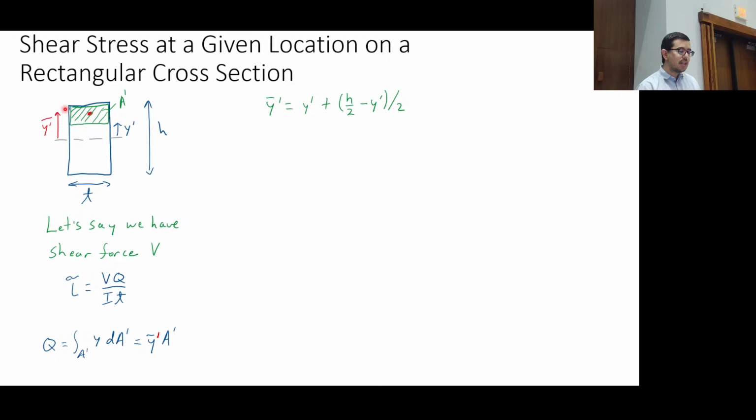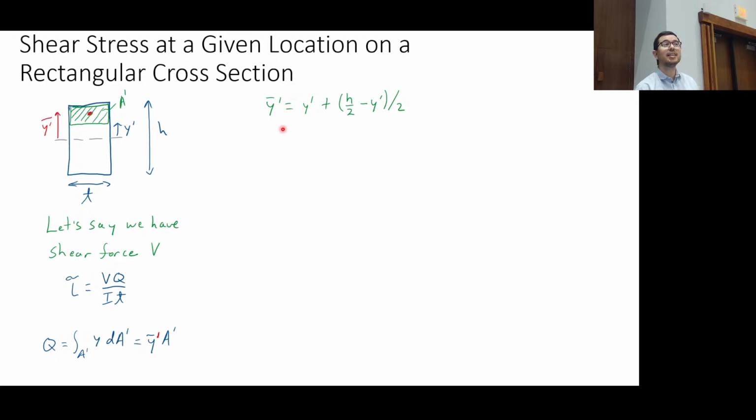Well, remember this total height is h, so the height from here to here is h over 2, and then if I subtract away the y prime, that gives me this length. h over 2 minus y prime gives me this length, and then if I need to go halfway, I divide that by 2. And so now I have y prime plus the halfway length of the vertical direction to give me y bar prime.